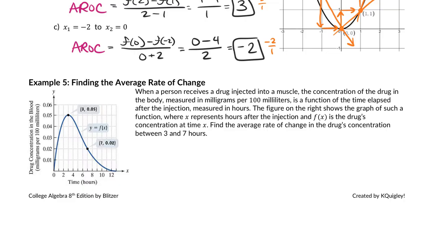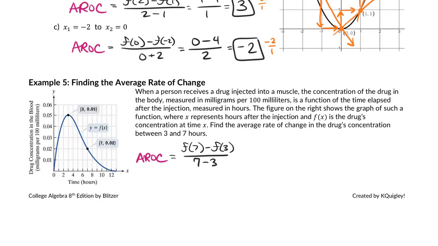If we're finding this average rate of change between 3 and 7 hours, it's just going to be the formula that we practiced up above. The name of this function is still f of x, so I'm still going to use f in my scenario, but I'm doing f of 7 minus f of 3, because those are the hours I care about, between 3 and 7, divided by 7 minus 3.